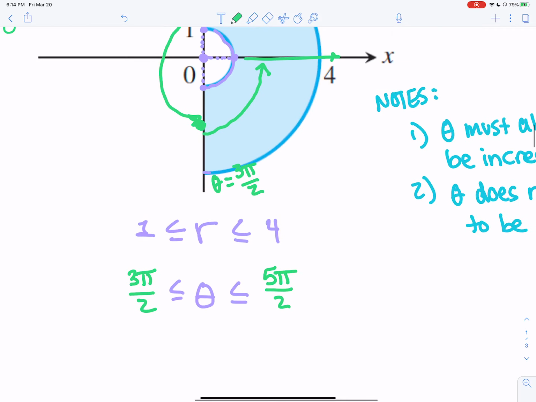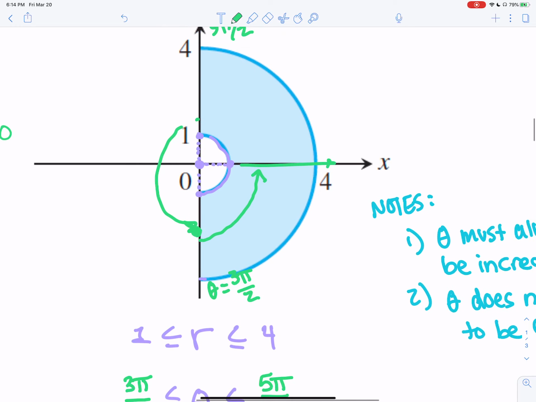Right, you cannot say from 3 pi halves to 2 pi, right? If you did it that way, you'd actually be tracing out the opposite direction, right? From 3 pi halves to 2 pi. But we have to go in increasing order, right? That's why we need to do 3 pi halves to 5 pi halves.